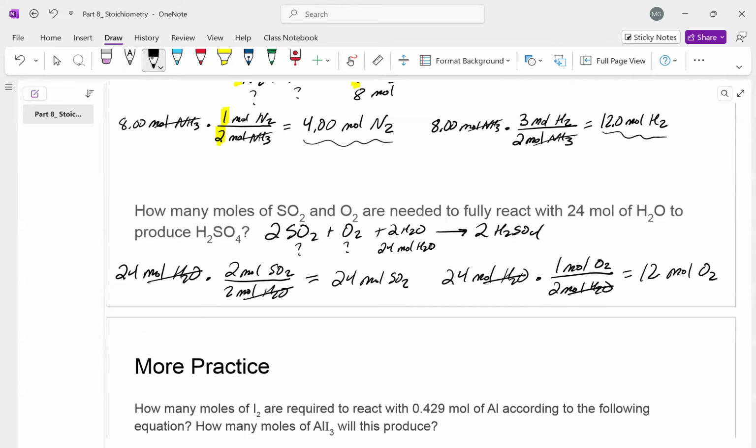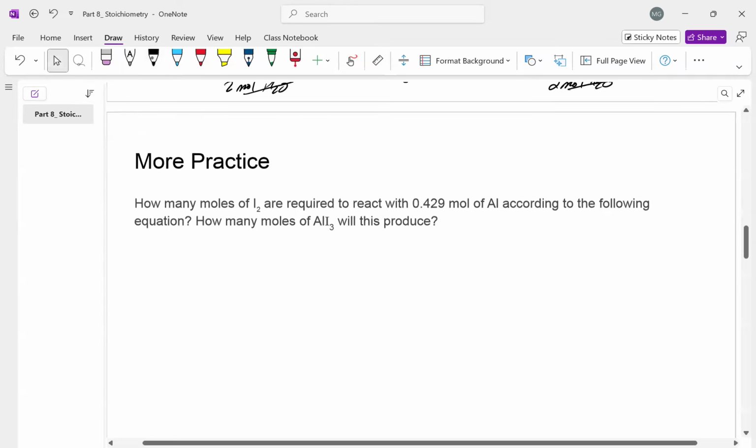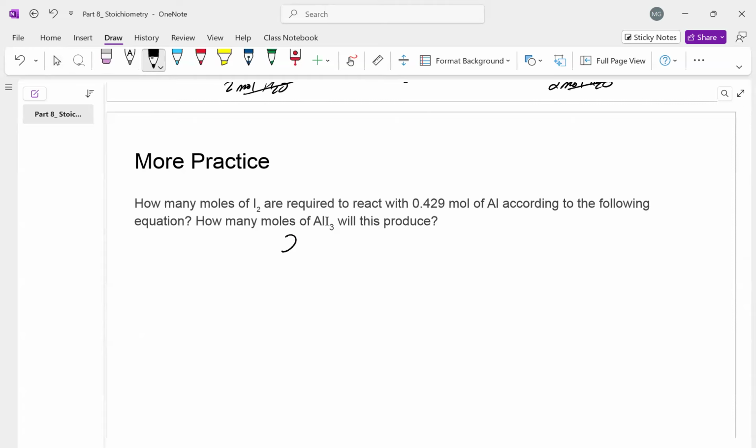All right, and let's look at one more. This one, the numbers won't be so nice and round, which is pretty much going to happen like 99% of the time. You're going to have more complex numbers than stuff you can do in your head. So let's look at our equation for this reaction. We're going to react aluminum with iodine to make aluminum triiodide. And there's our balanced equation.